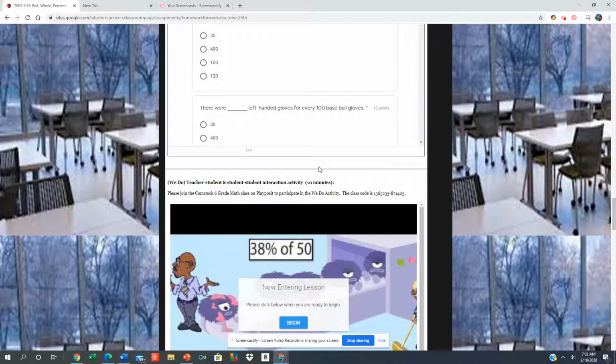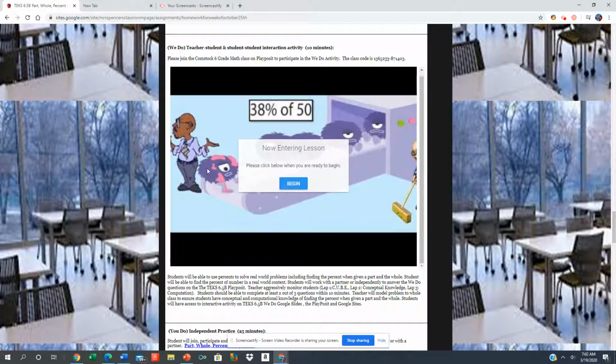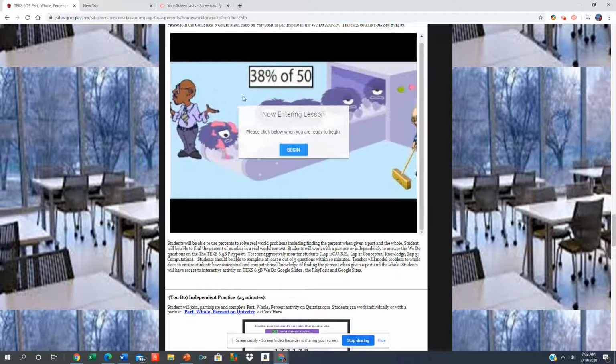Once students submit their I do portion, they are to go to the we do portion. This is what students should show on their paper. Students, if they're not already enrolled in my class, they can use this code right here to get enrolled in the 6th grade class. And this goes for all 6th graders at our school. Once they are enrolled in the class, they can play the game. It's simulated right here for easy access.